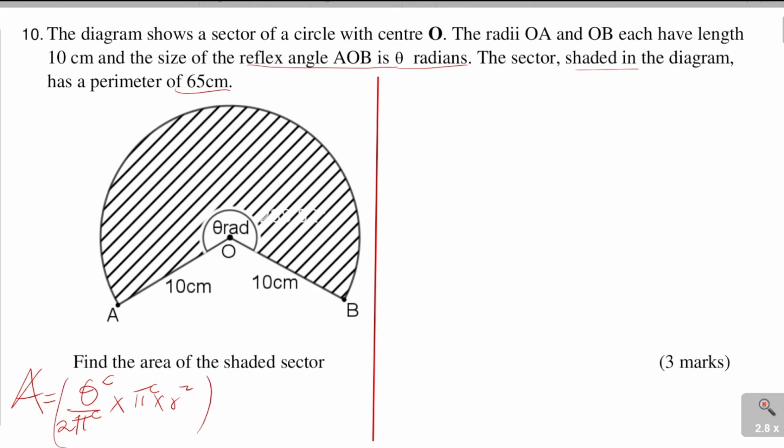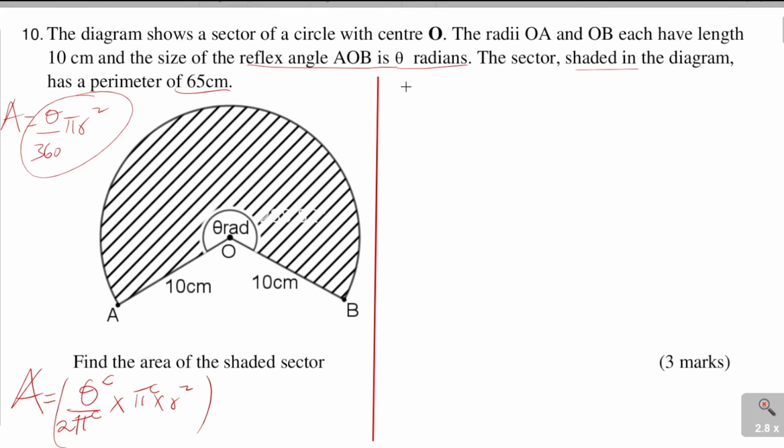Remember that when you're given the angle in terms of theta, we get theta divided by 360 times pi r squared. The only difference is that the angle we are given this time is in theta radians, so we use 2 pi radians. What we don't have is the angle in theta radians at the center, and what is going to help us get that angle is the perimeter of the shaded sector.